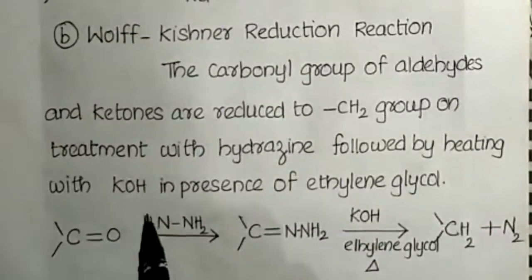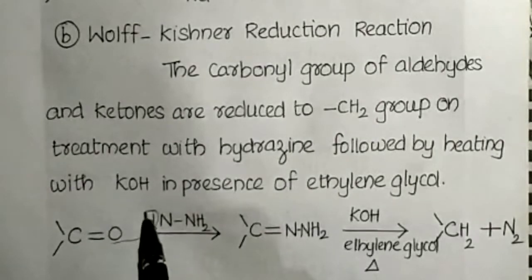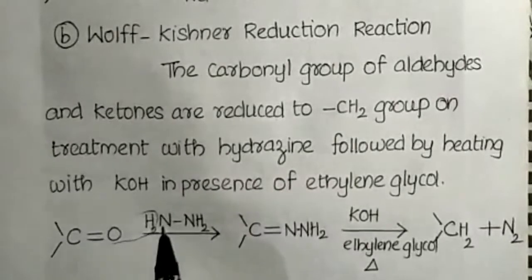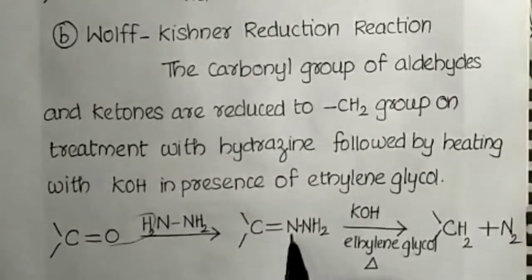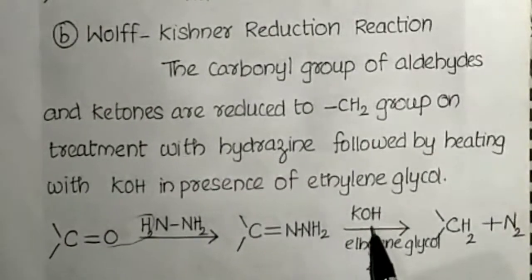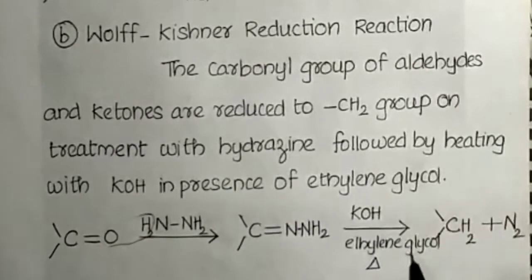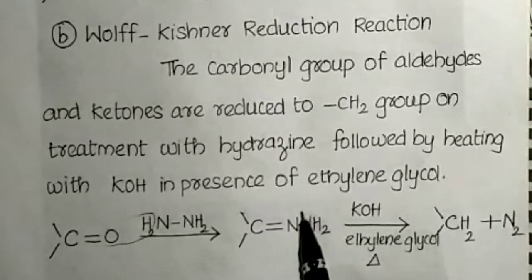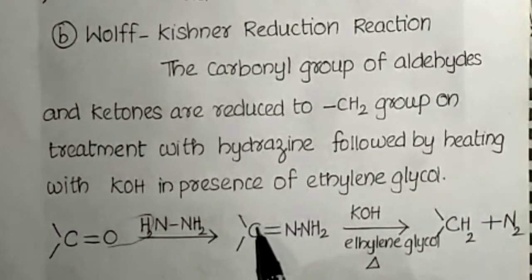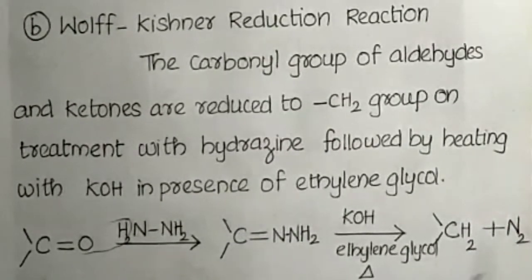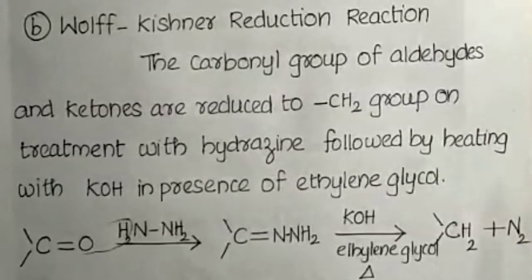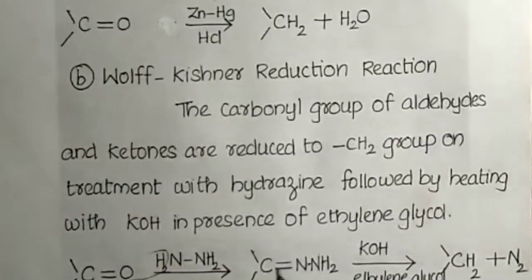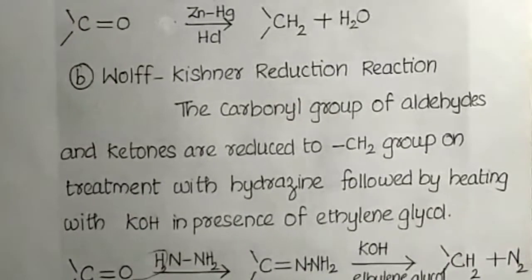Then a water molecule is eliminated, giving C double bond N NH2, which on heating with KOH in the presence of ethylene glycol undergoes N2 gas elimination. Hydrogen atoms are attached here, and we get a CH2 group, plus nitrogen gas is eliminated.